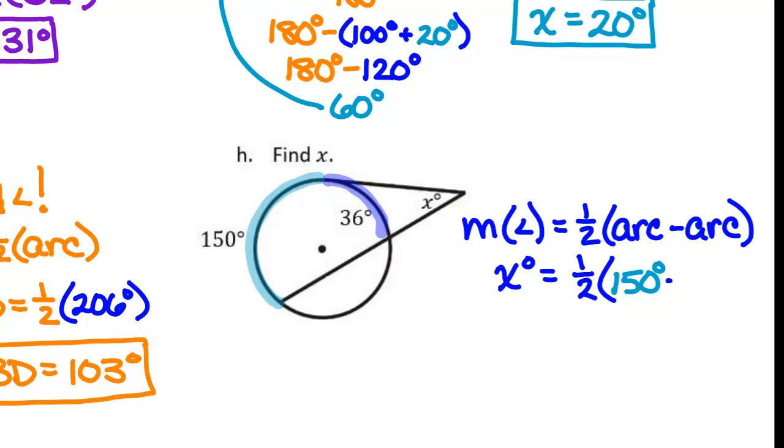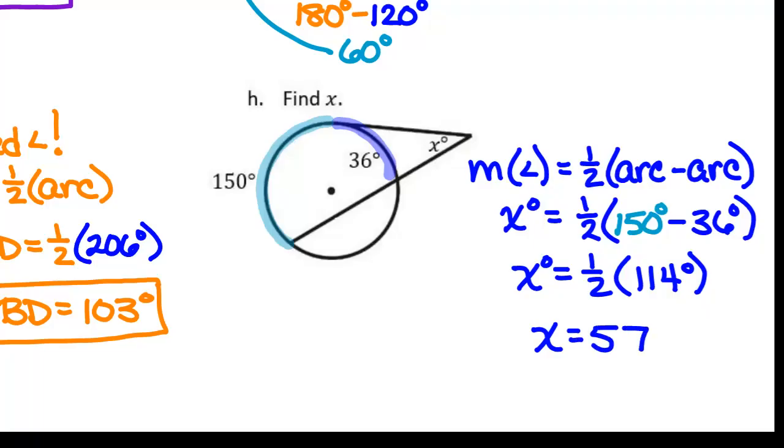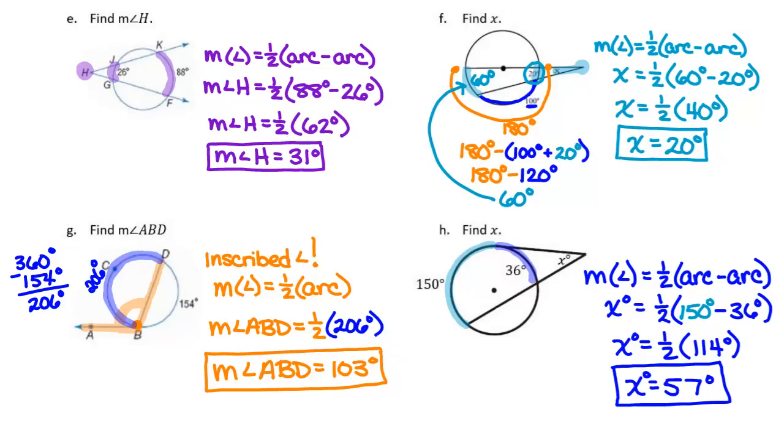150 minus 36. What is 150 minus 36? 114. And so then I need half of 114, which would be 57. So X is 57. All right.